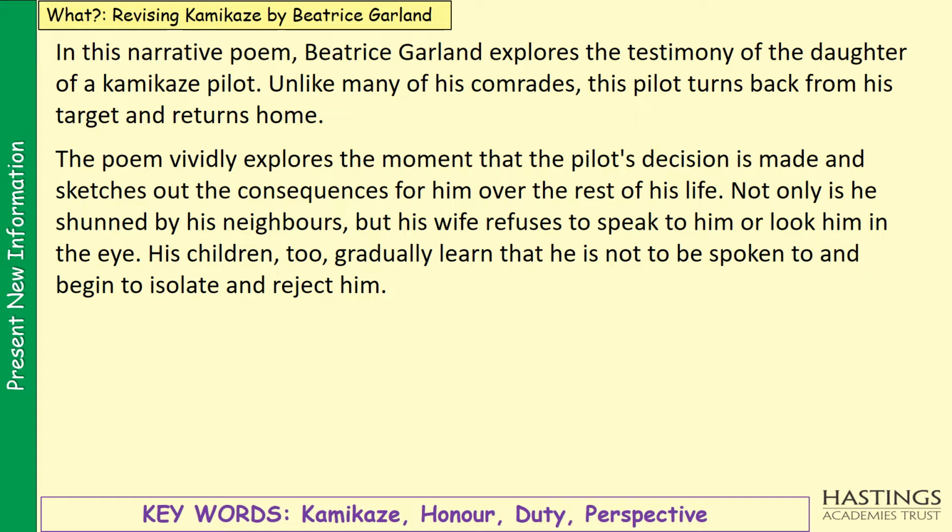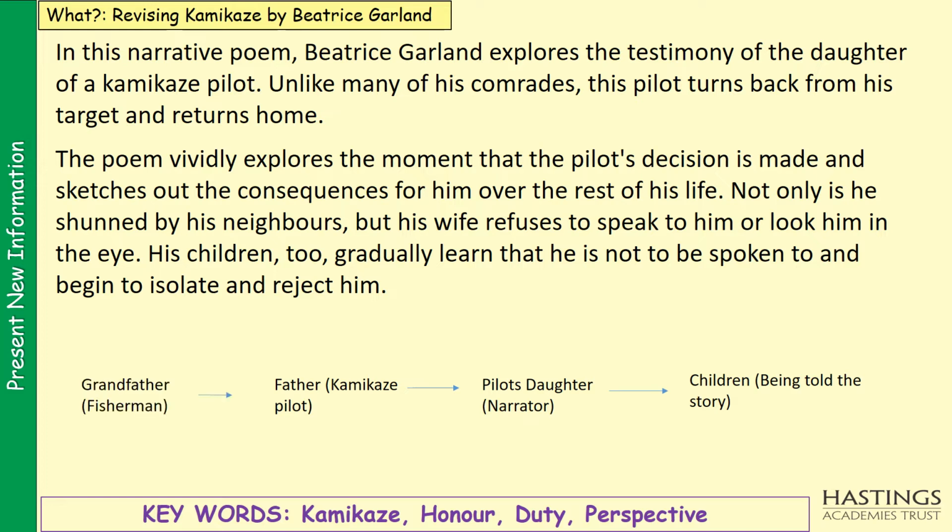there are sort of 4 generations explored in this poem. So the poem is told by the pilot's daughter, who is the narrator, and she's telling the story of this kamikaze pilot to her children. So she talks about her father in this story, the kamikaze pilot, and also talks about his father, okay, who's the fisherman. So just have a look at that image there that I've just put up, so you don't get confused when we're reading about who's talking and who all the different characters are in the story, basically.